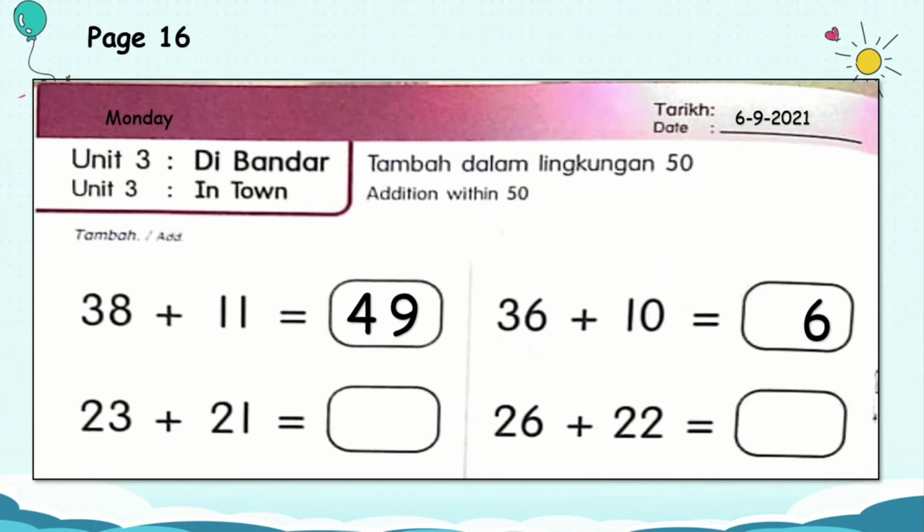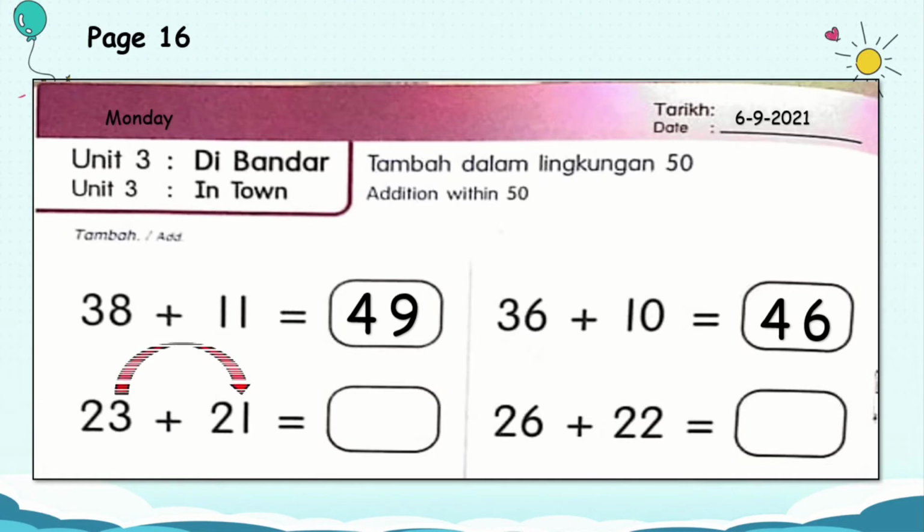Very good. So let's move on with the tens. 3 plus 1. 1, 2, 3, 4. Very good. So 36 plus 10 will be 46. Very good, students. Now let's move on to 23 plus 21.